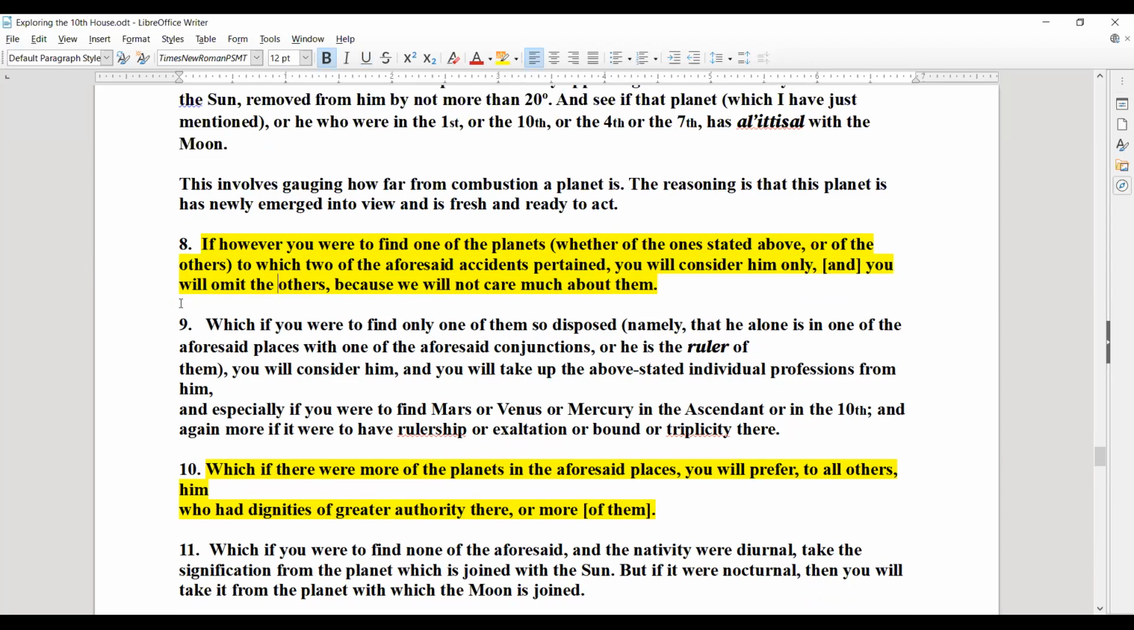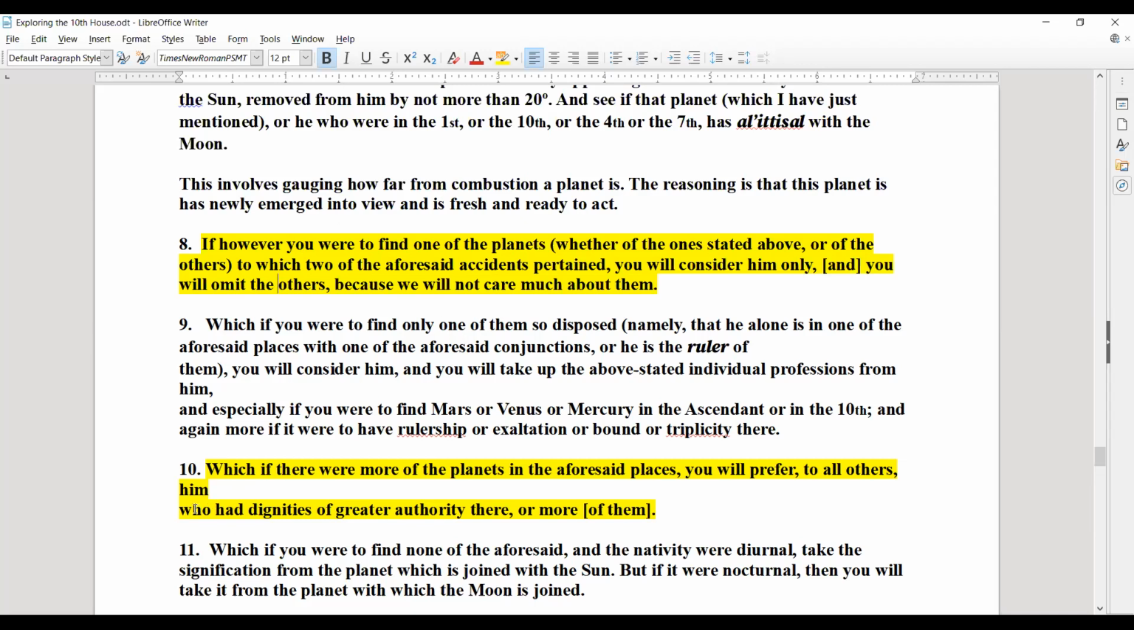Okay, so you find one planet and it's basically knocking all of these rules out of the ballpark. That's the planet you'll use. Or it's coming out of combustion and about to apply to the moon, and it's in the first or 10th or 4th or 7th.